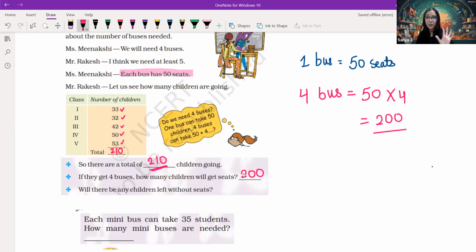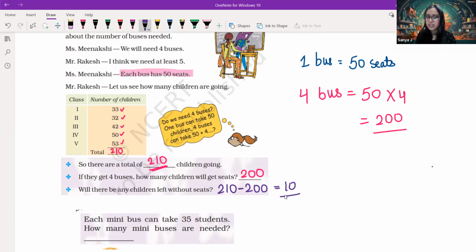But how many students will remain without seats? Let's check that. We will subtract 200 from 210. 210 students are going on the trip, but the total number of seats is only 200. We subtract that and we get the answer 10. Yes, so there will be 10 children left without seats. So this idea of 4 buses or 5 buses is a waste.